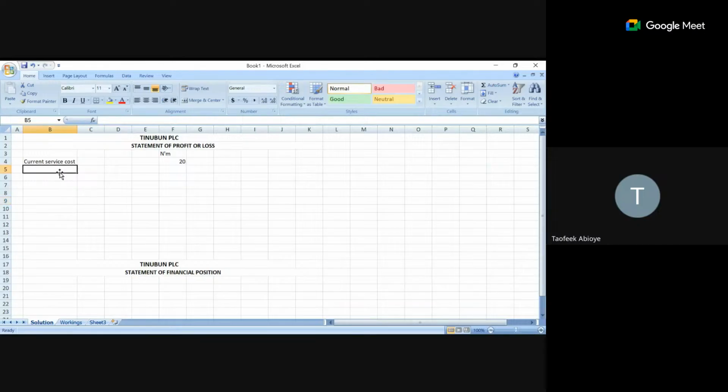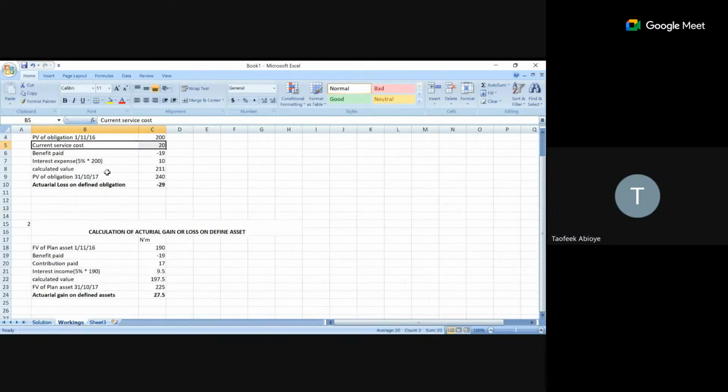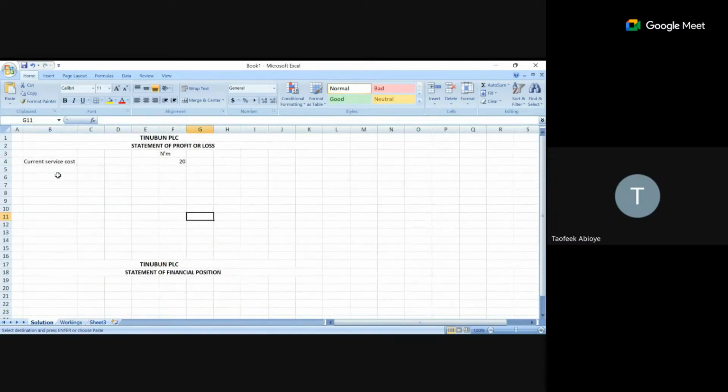Another thing we are going to report is your interest expense. We can net it and show it, but let's just show it. So how much is our interest expense? Let's copy it. 10. Yes, so let's just pick it like this. You just paste it. So this is our interest expense.